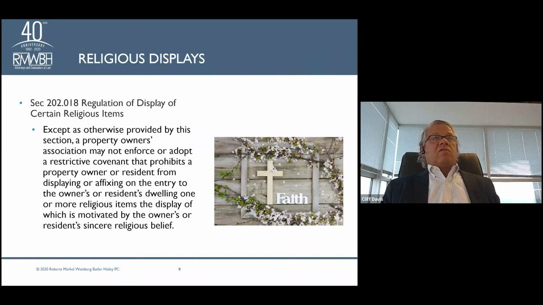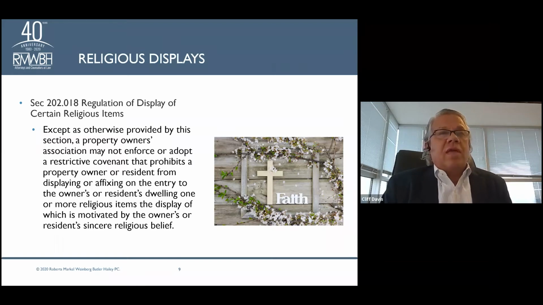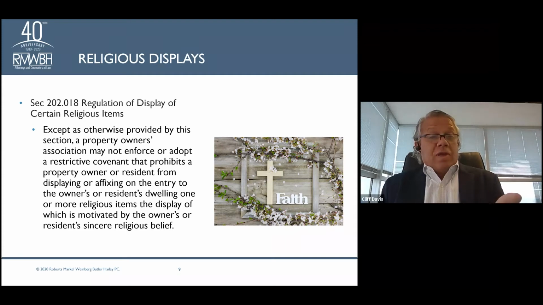And if you look at this law, in several areas of it, it seems to be very specific. It talks about religious displays that are affixed to the entry of the owner or resident's dwelling. It mentions that a few times, and this law confuses a lot of people because they think it protects anything, and it really doesn't. This law was actually written for a very specific type of religious symbol. The Jewish faith has a practice of putting on the door frame of a door a religious symbol called a mezuzah. And that's what this law is really protecting.